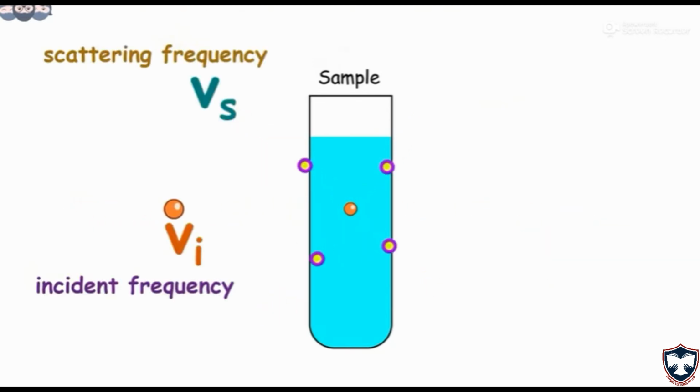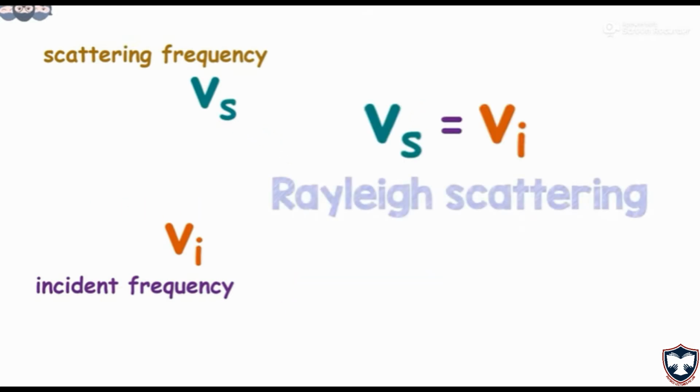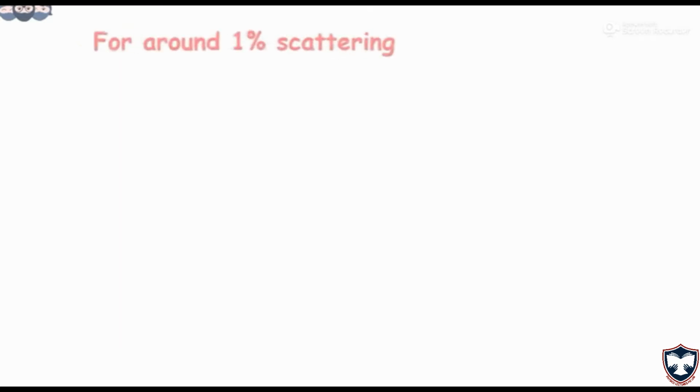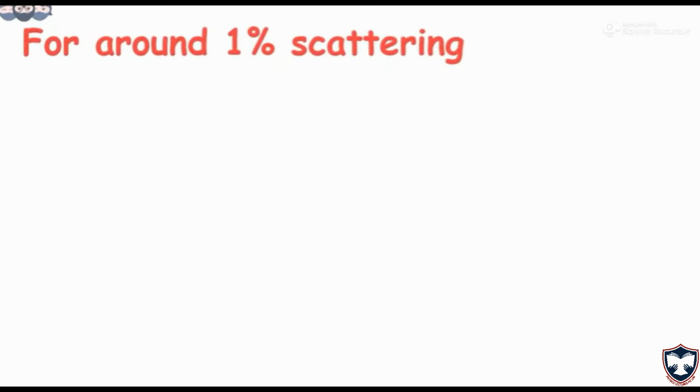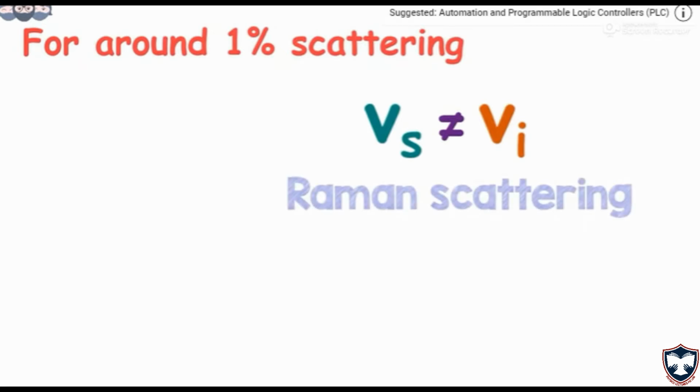The incident light has a particular frequency. If the scattered light has the frequency same as the incident light, then the scattering is called Rayleigh scattering. However, it has been observed that about 1% of the total scattered intensity occurs at frequencies different from the incident frequency. This is called Raman scattering.